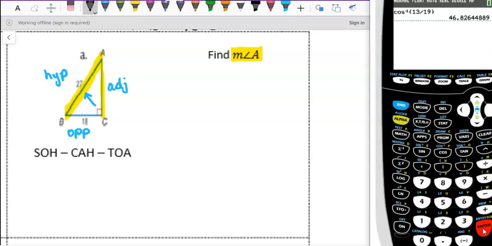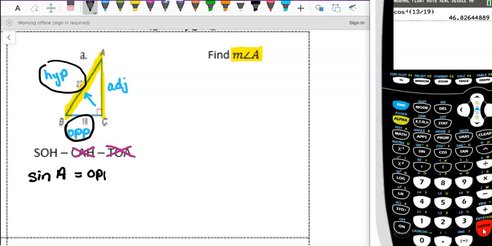So when I'm deciding, I have a number for the hypotenuse. I have a number for the opposite. I have nothing for the adjacent. So we need to eliminate any trig function that needs adjacent. I'm going to use the sine of my angle. The sine of angle A equals opposite over hypotenuse. Now I need to find the measure of angle A, so that means we have to take the inverse. So I take the inverse sine of the opposite over the hypotenuse.